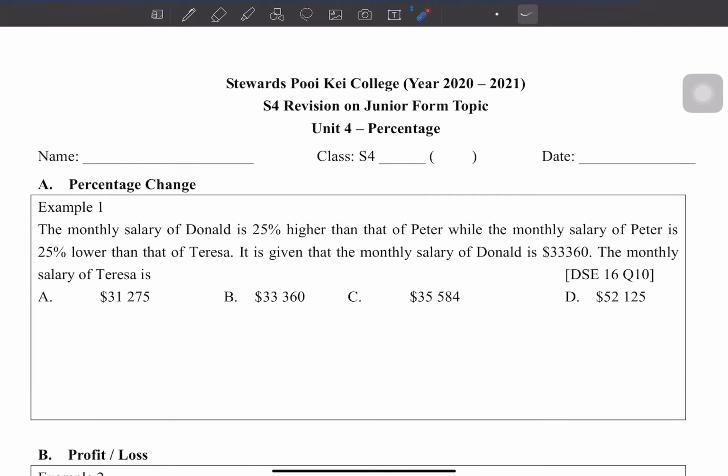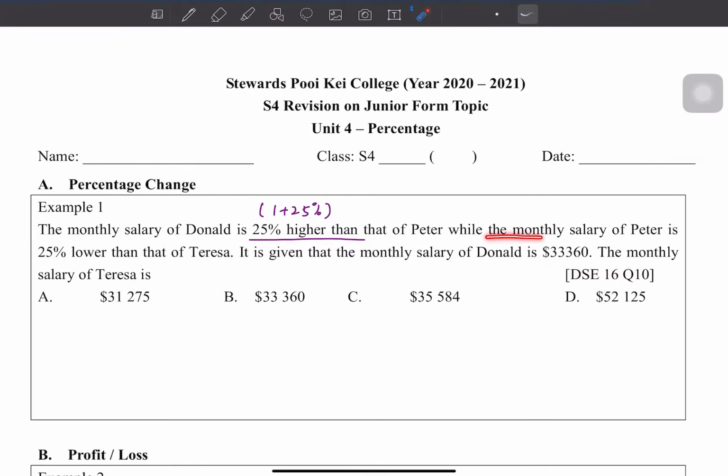I want to use this example to illustrate the important concept and the technique of solving this kind of questions. The monthly salary of Donald is 25% higher than that of Peter. If you find the word 25% higher than, that means the factor must be 1 plus 25%. The relationship between the salary of Donald and Peter must be the unknown times 1 plus 25%, which is equal to another one.